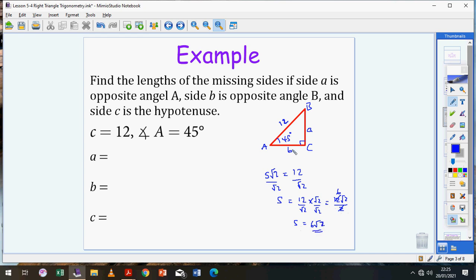That means this side has to be, because this is also S, 6 square root of 2. And this is also S, so it has to be 6 square root of 2. This is just a short way using knowledge that you know from a 45-degree triangle. So A will be 6 square root of 2, B will also be 6 square root of 2, and C will be 12 because that was already given. I know some of you might want to see if there's an alternative. I'll show you the alternative.